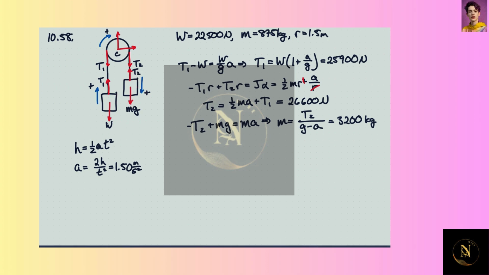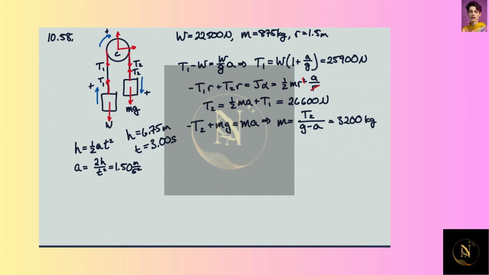So let's see here. I said this was positive up for this guy, this is positive counterclockwise, and this is positive down for this guy. Looking at this one, we have T1 minus W equals the mass, which is W over g, times a. Now, what did it say here? We want this thing to accelerate upwards through h equals 6.75 meters in 3 seconds. So we want it to go this far in this amount of time.